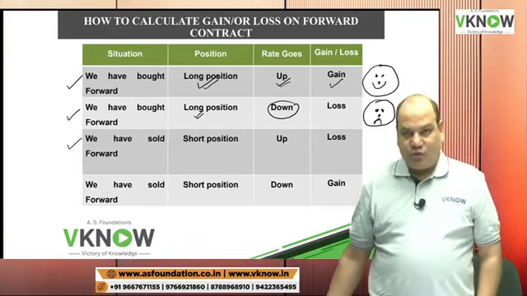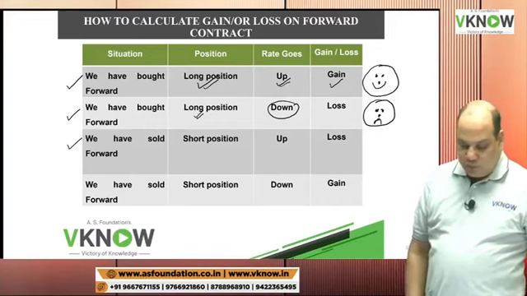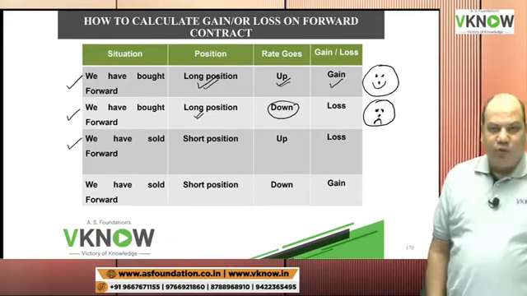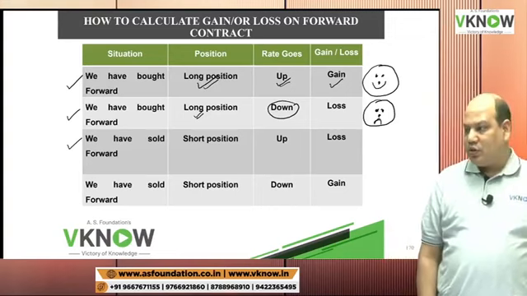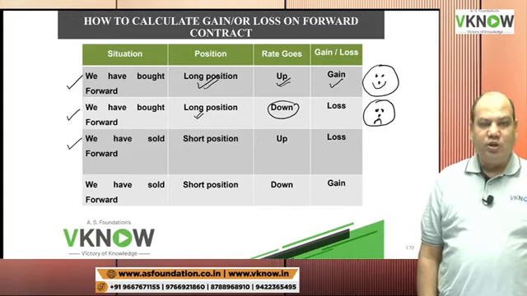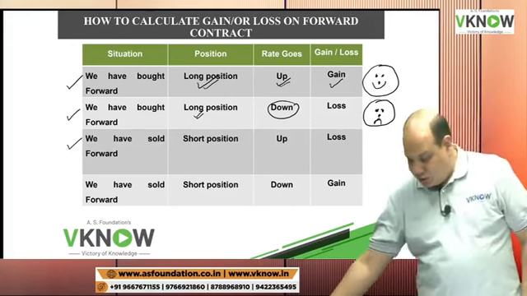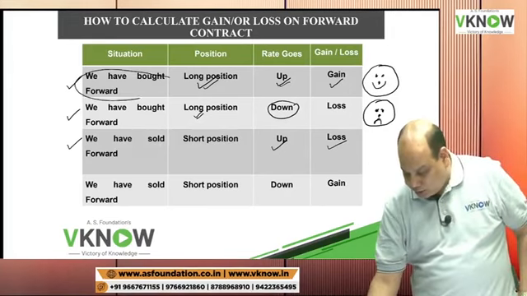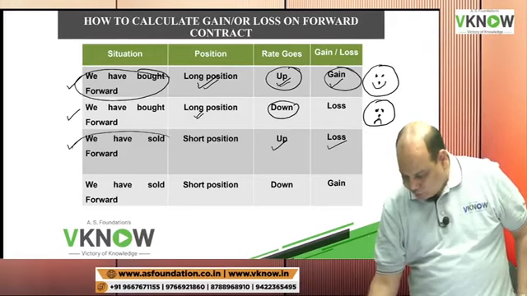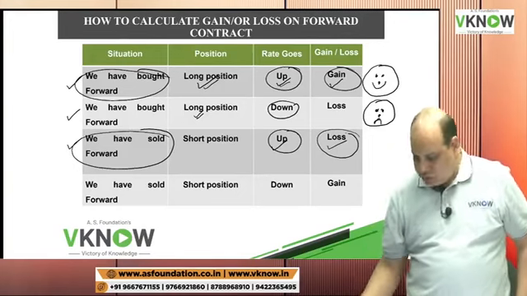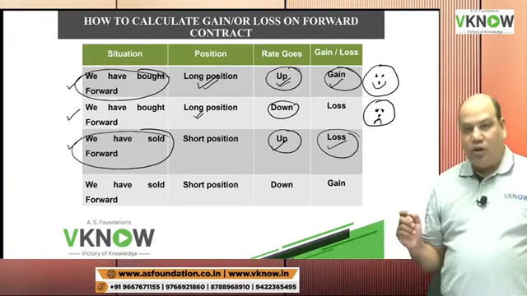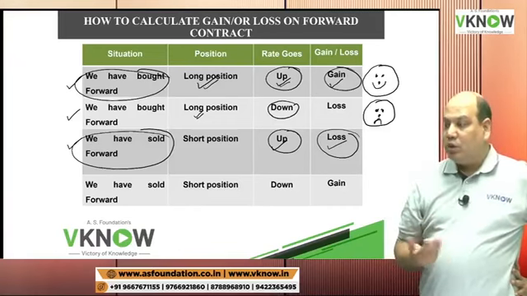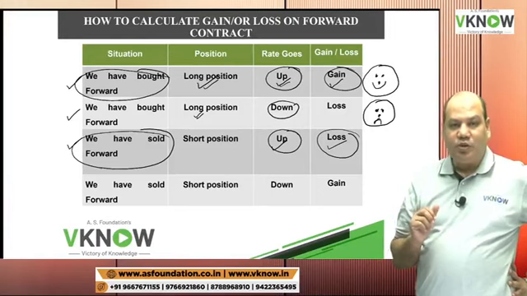Reverse. Third situation: we have sold forward, which is called a short position. Suppose the question says Gopal has entered into a short position. It means he has entered into a contract to sell. Rate goes up, loss. Reverse: if you buy and the rate goes up, gain; if you sell forward and the rate goes up, there will be a loss. When you are taking a short position, you are expecting the price will fall. But if the price goes up against your expectation, loss.